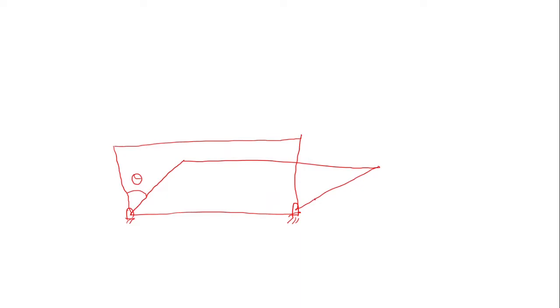Then this output crank rotates through an angular displacement of phi degree. That is the concept of this two position synthesis. This is the first position of the output crank angle. This is the second position of the output crank angle. Similarly, this is the first position of the input crank angle. This is the final position of the input crank angle.